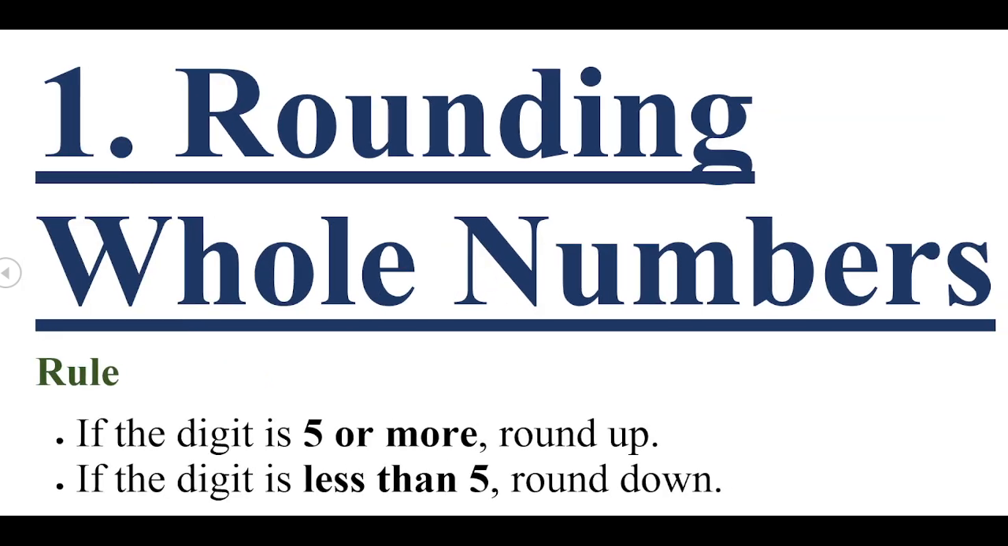Rounding whole numbers. When rounding a whole number, look at the digit to the right of the place value you want to round to. For example, round 4786 to the nearest hundred. Look at the tens digit, which is 8. Because 8 is 5 or more, you round up. So the answer is 4800.